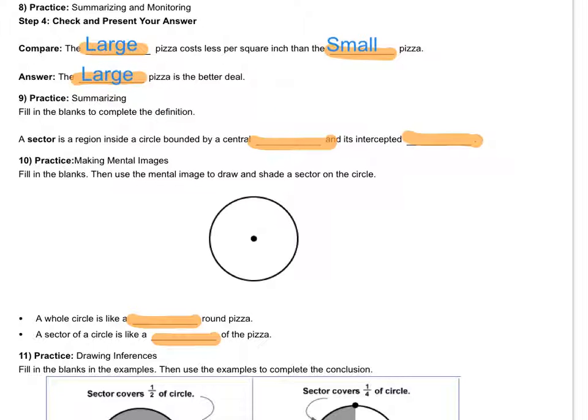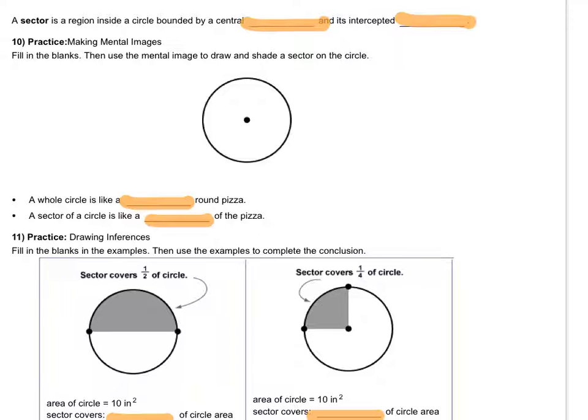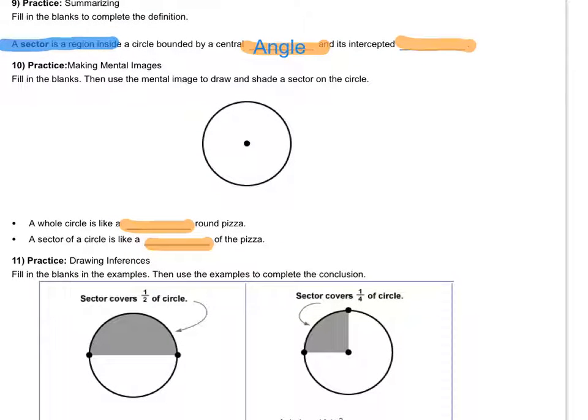Boom. There we go. So this word, a sector, is a region inside a circle bounded by a central angle and its intercepted arc. So the central angles will not go away. You're going to see those quite a bit. And intercepted arc, A-R-C. Put it where it can be seen. There we go. Think about a central angle as your slice of pizza and the arc being the crust that goes with the pizza. How about that?